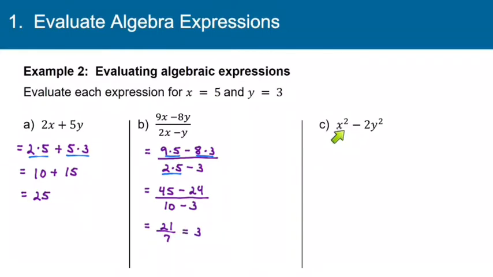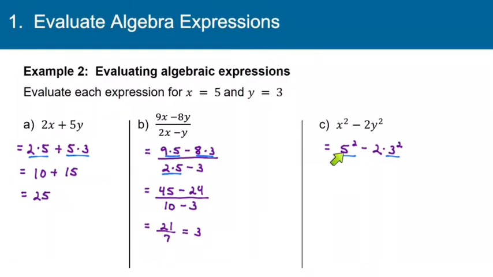And now for part C, remember x is 5 and y is 3, so we will have 5 squared minus 2 times 3 squared. And again, notice that the 2 exponent is only going to affect the 3. We can't do the multiplication here until after we've taken care of the exponent. So first we will deal with exponents.